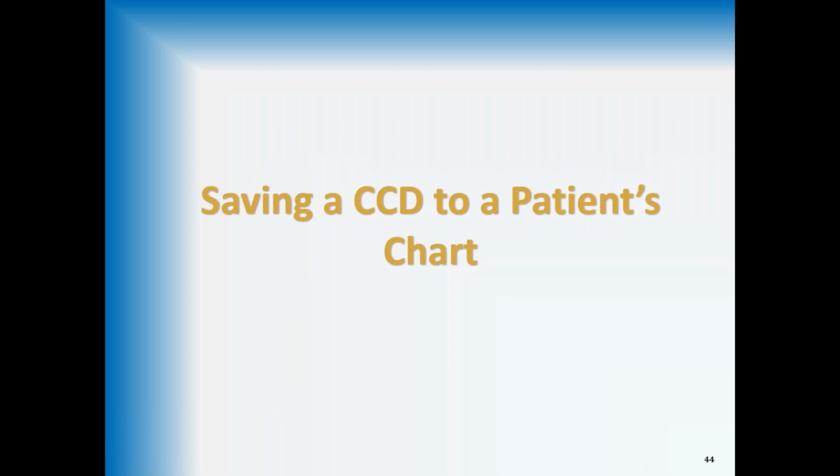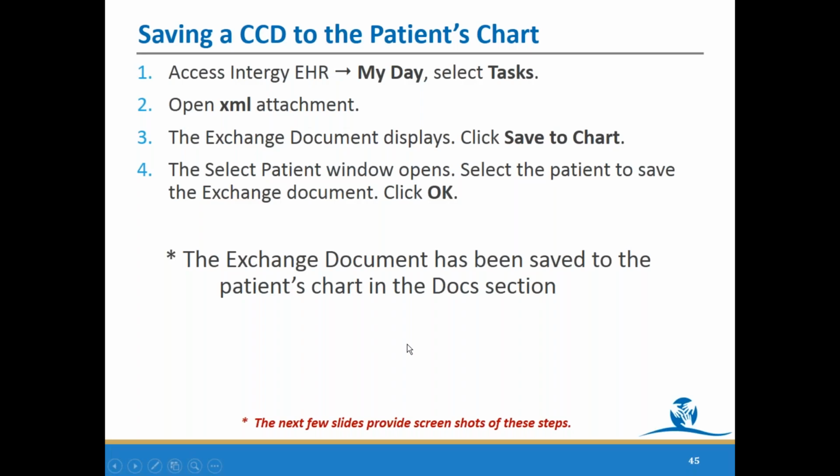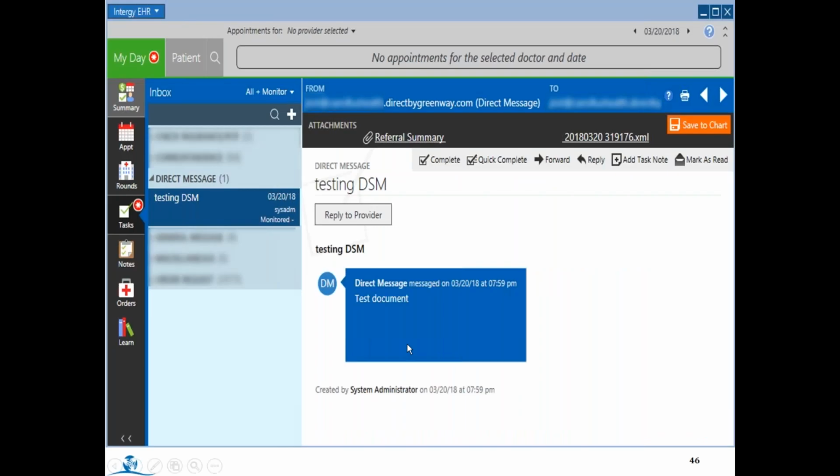The first part of the measure for meaningful use stage three is that you need to save the CCD to the patient's chart. How do you do that? You're going to start from InterG EHR. You're going to go into your tasks, and you're going to again receive tasks that are labeled direct messages. Once you receive those types of tasks from outside providers, they're going to come with an attachment.